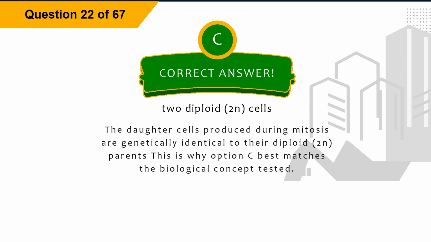Explanation. The daughter cells produced during mitosis are genetically identical to their diploid, 2n, parents. This is why option C best matches the biological concept tested.